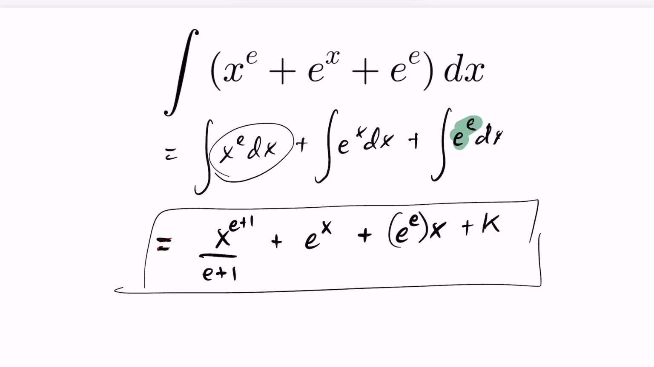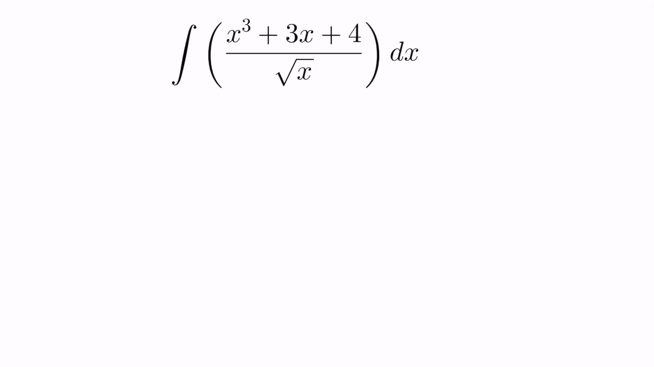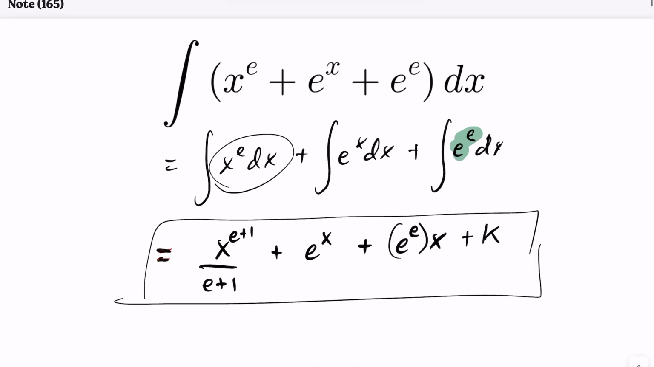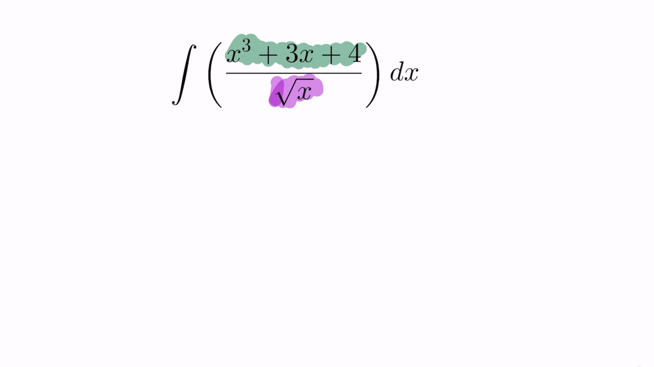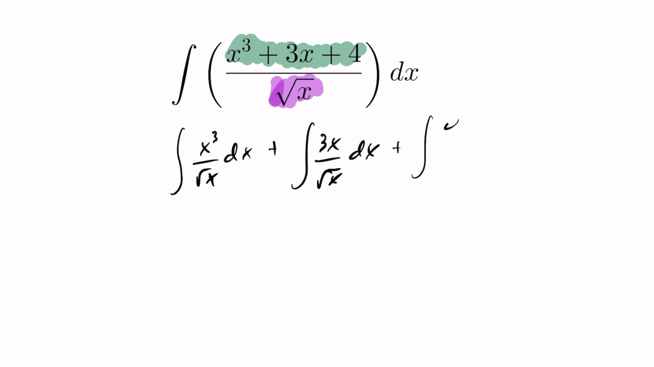All right, let's take a look at another example. So in the next example here, we have the integral of x cubed plus 3x plus 4 all divided by root x. What you want to do is be in a situation like above where you can break this apart, as I did in the previous example, into simpler terms. So you can break this up as the integral of x cubed over root x dx plus the integral of 3x over root x dx, and lastly plus the integral of 4 over root x dx.